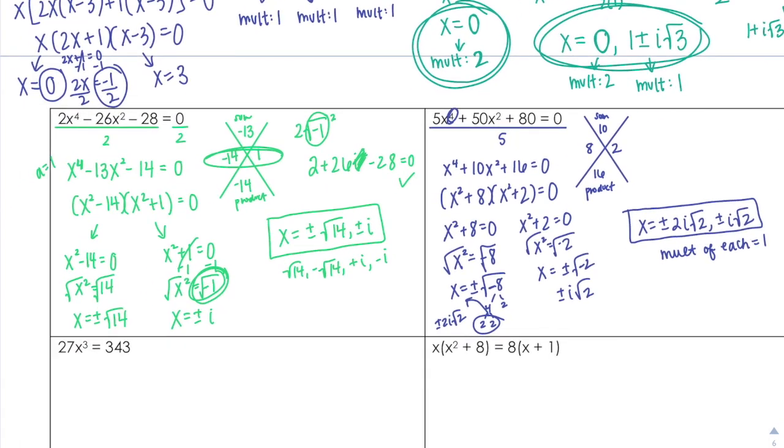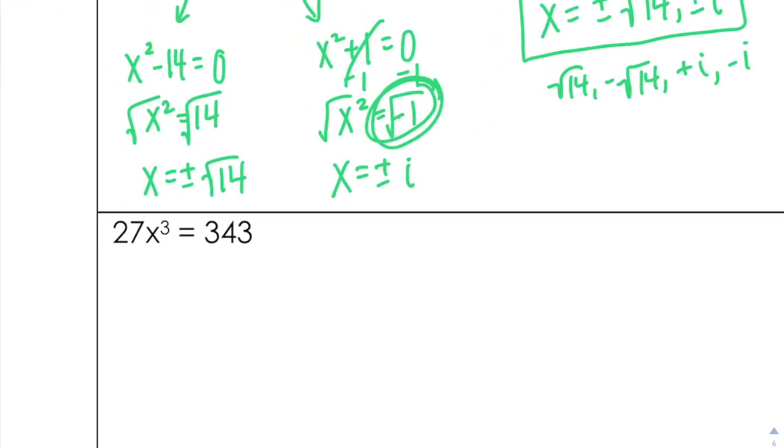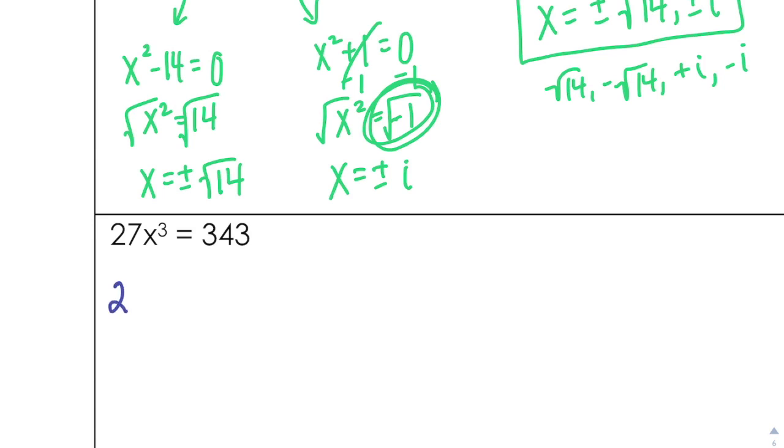Okay, moving on, if I have one like this, I have 27x cubed equals 343. Remember, if we're solving by factoring, it needs to equal 0. So my first step is I'm going to subtract the 343. So 27x cubed minus 343 equals 0.